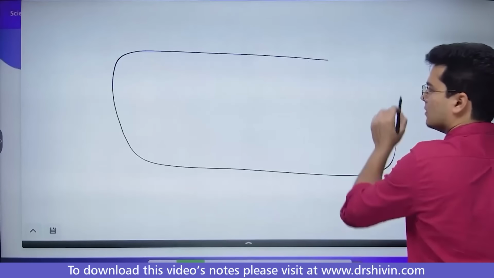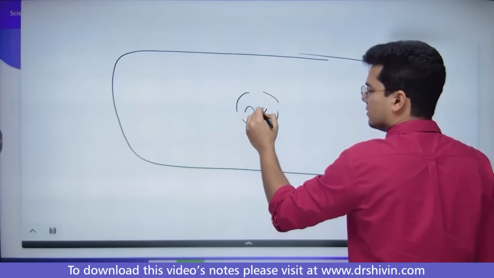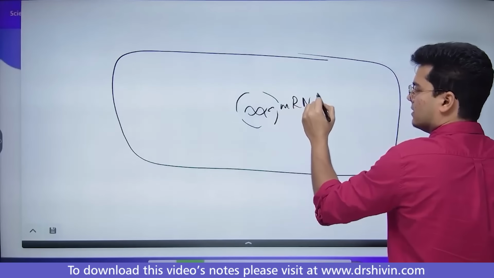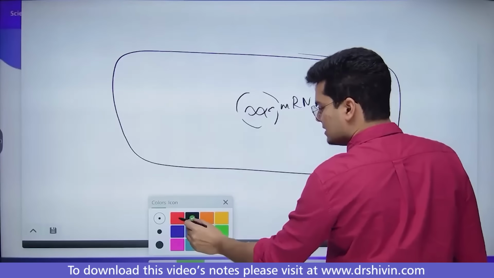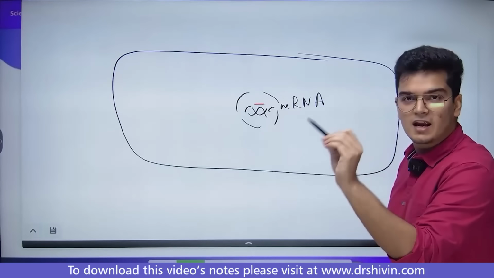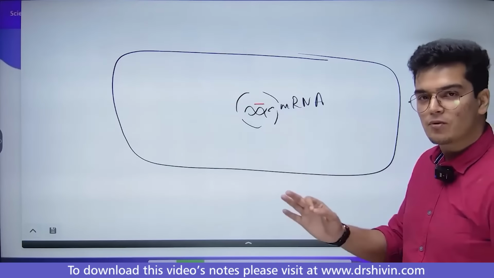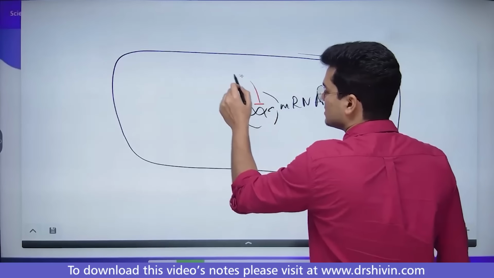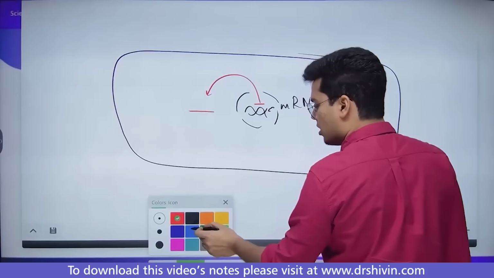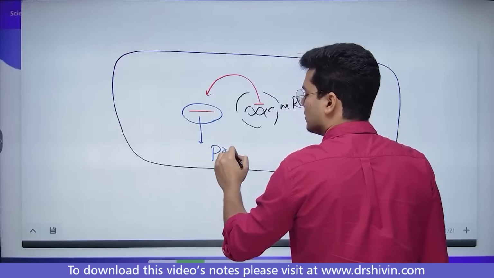What happens in a normal cell? The nucleus has pores, the nucleus has DNA, and here the DNA makes mRNA. DNA is double stranded, mRNA is single stranded. Normally after the mRNA is transcribed, after the process of transcription, it comes out into the cytoplasm. This mRNA then is acted on by the ribosome, which translates it into the protein.